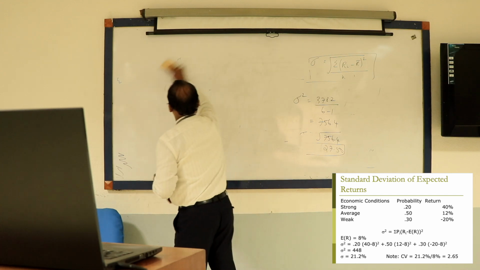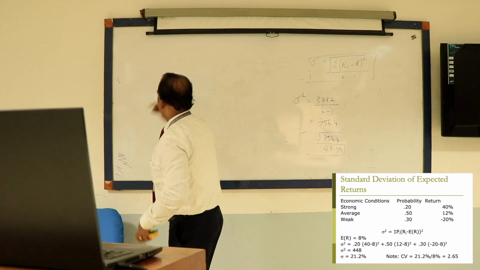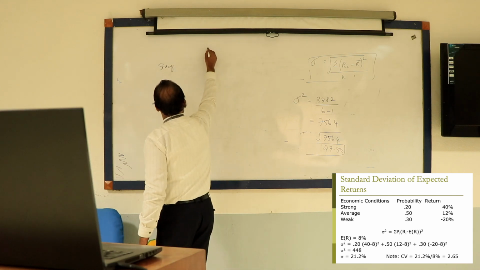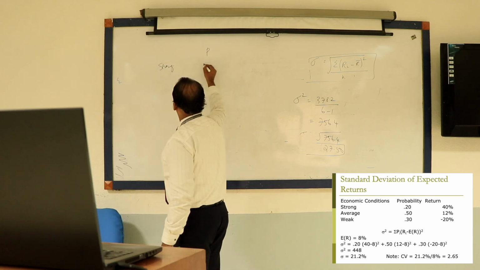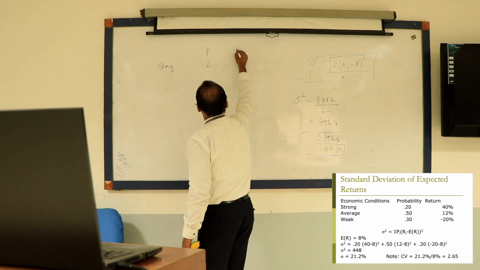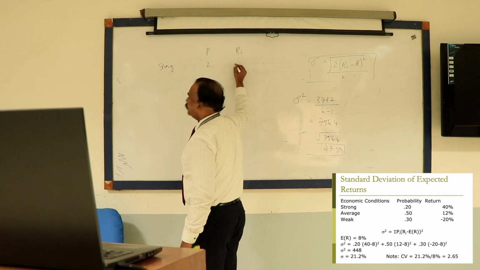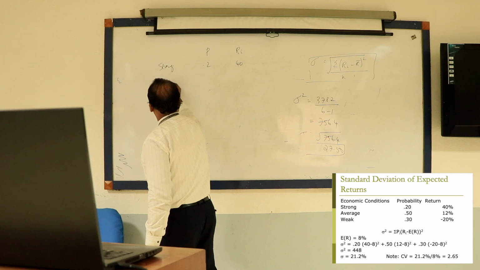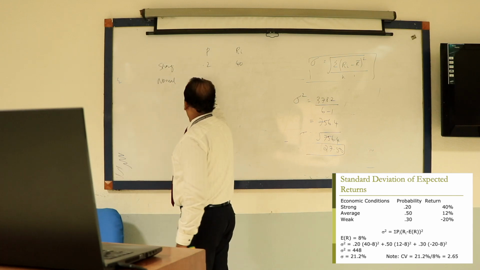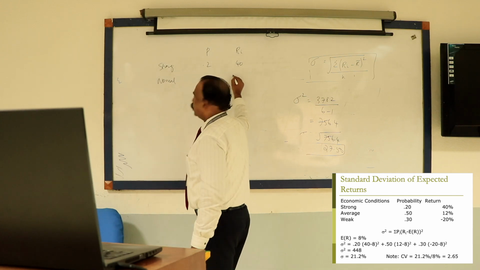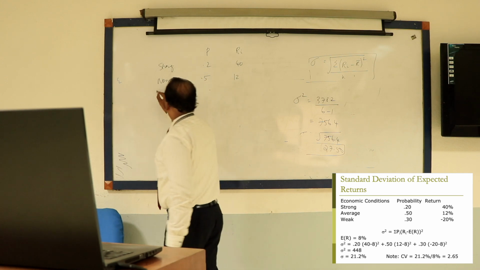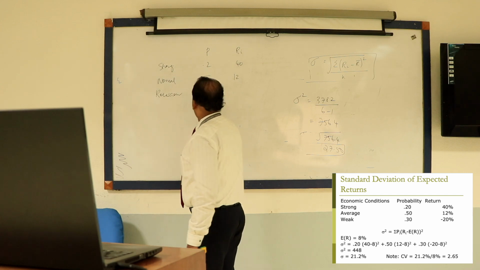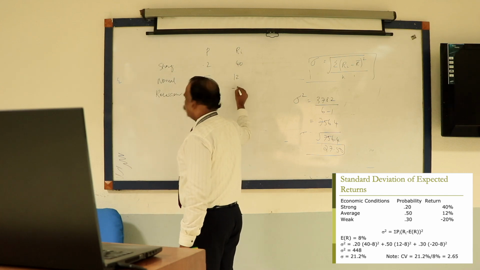So there is a slight change in the calculation. That is strong economic condition. Probability is 0.2. Return Ri is 40%. And we have normal economic condition. That is 0.5. The return is 12. And recession, 0.3, that is minus 20.